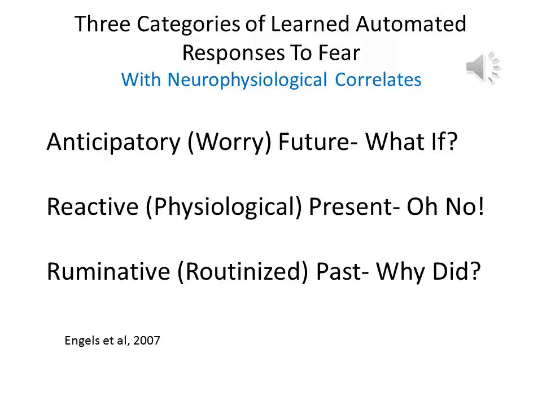The reactive physiological present form of anxiety is a response to an immediate stimuli usually. This is something that could be in the form of a phobia, fear of driving, of heights, fear of being observed by others. And then ruminative or routinized anxiety, looking at the past.